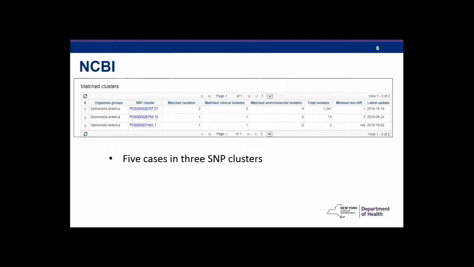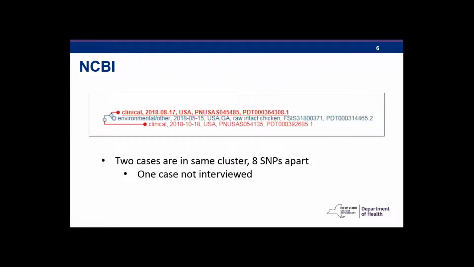So then when looking at the 2 that were somewhat related, or in the same cluster at least, by clicking on the hyperlink for the SNP cluster, we were able to see the tree. In the tree, we did the subtree view that Cassandra just showed, and by clicking on the dots in front of the 2 isolates we were interested in, we were able to find that these were 8 SNPs apart. One of these cases was not interviewed, so we didn't have enough information to continue going forward.